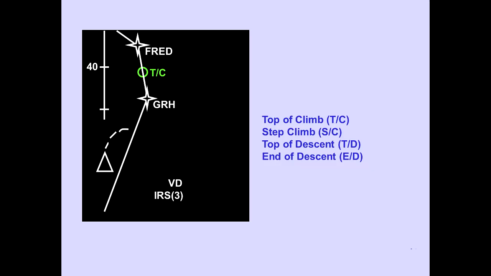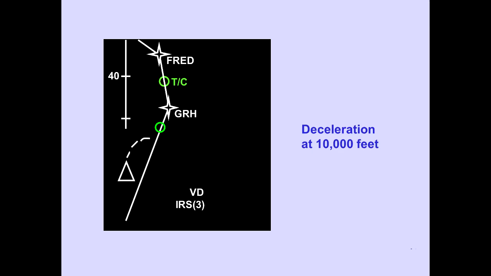Top of climb, step climb, top of descent, or end of descent are FMC calculated points displayed along the route. Deceleration points are also displayed but do not have identifiers. These always represent the start and end points of the deceleration to 240 knots at 10,000 feet.